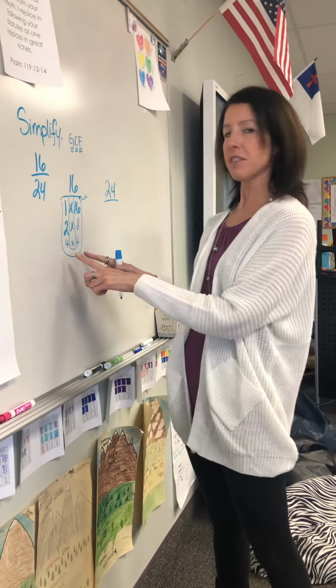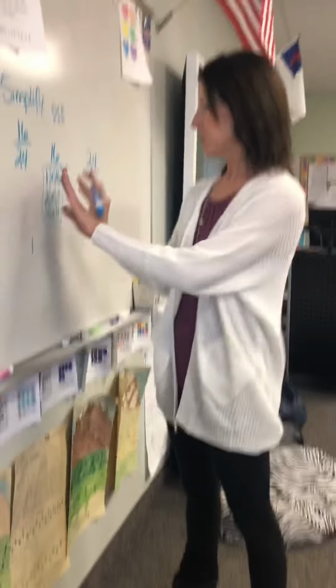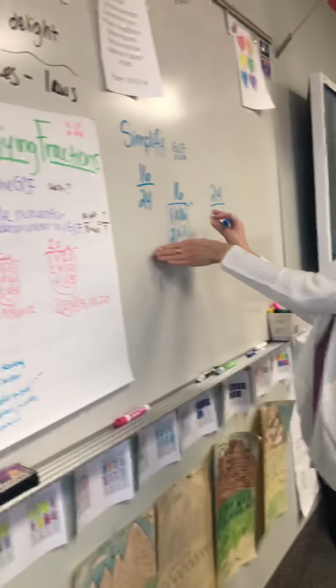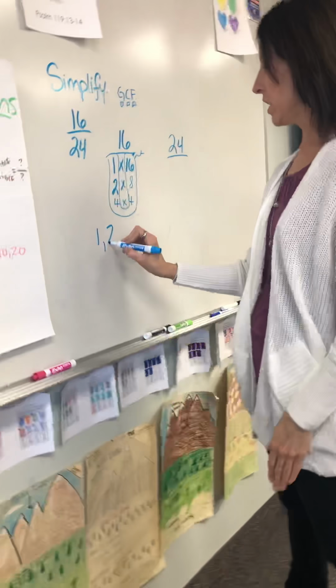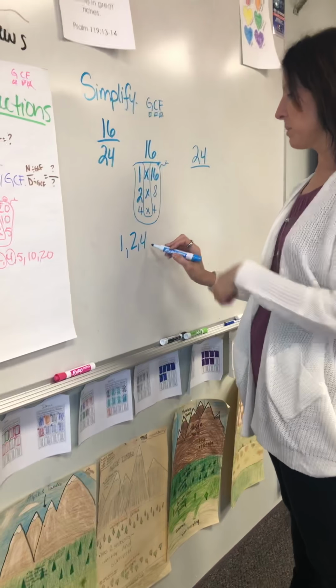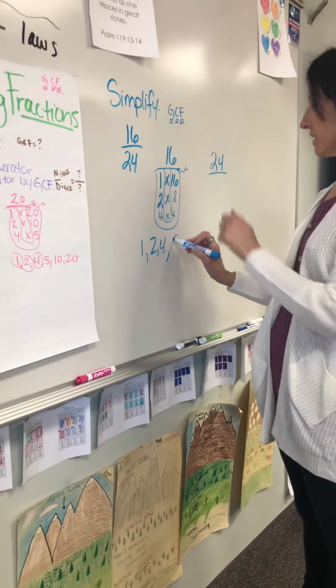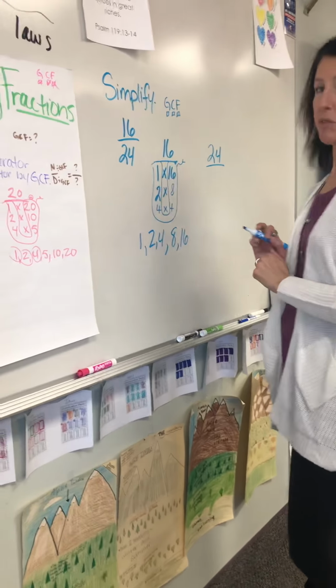and list these factors in order separated by commas. So pretend like this snake takes a nap. These numbers fall over here. We've got 1, 2, 4. We don't have to repeat 4s, 8 and 16. So now they are listed in order separated by commas.